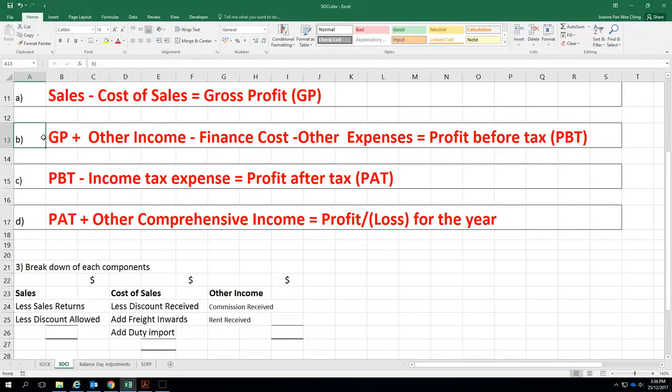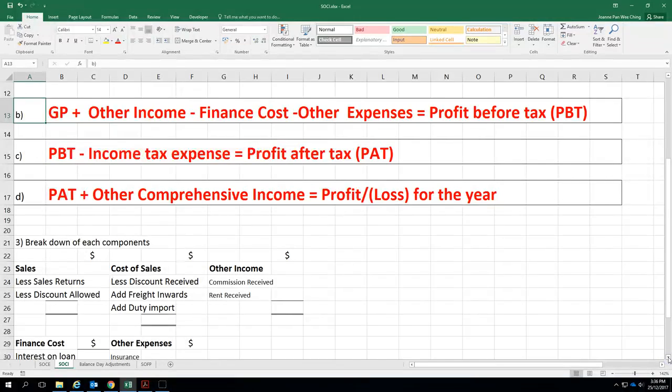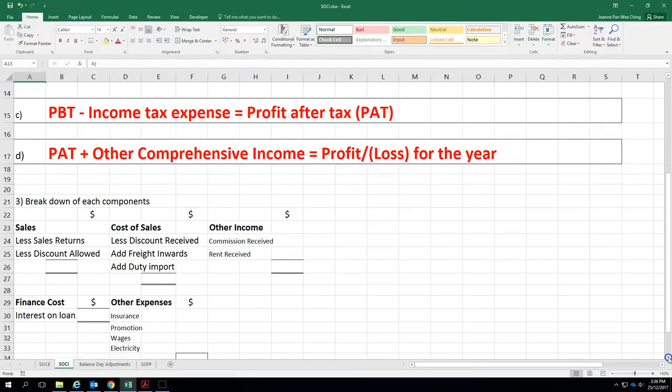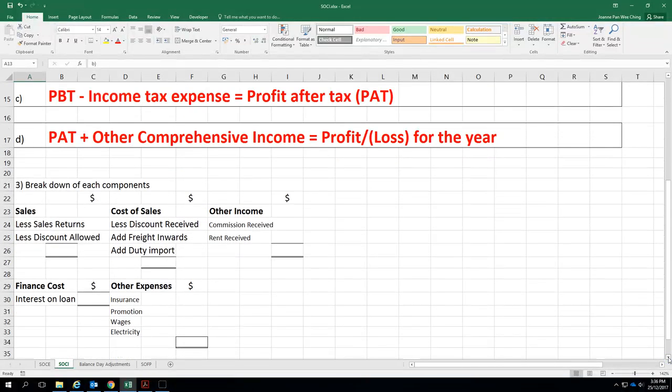Alright, so let's look at this again. The full breakdown of each component. Okay, so that concludes the video for this particular learning of the format.